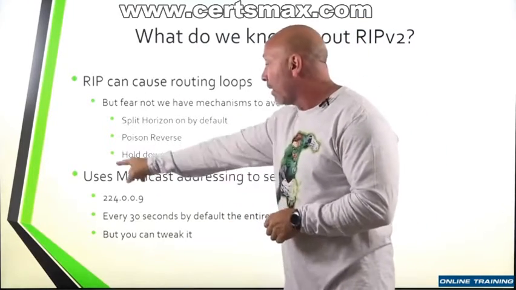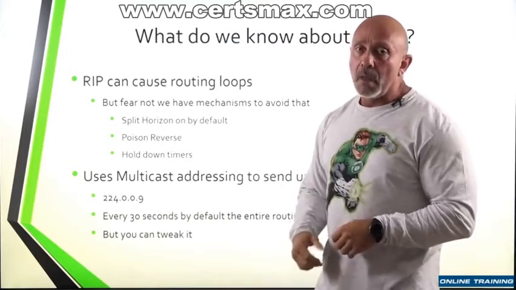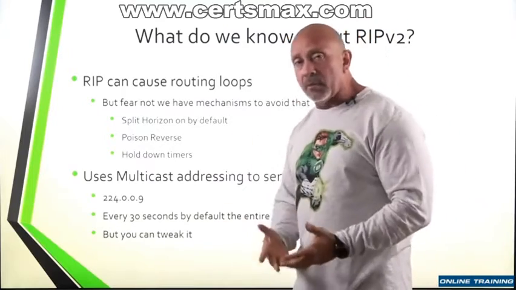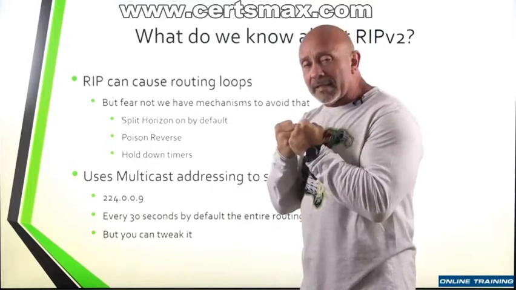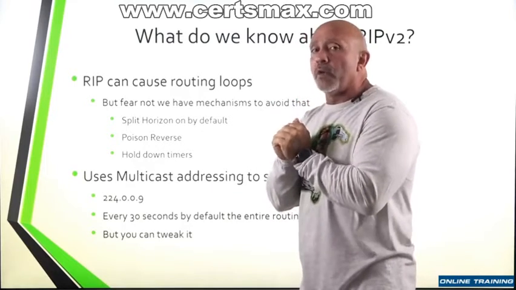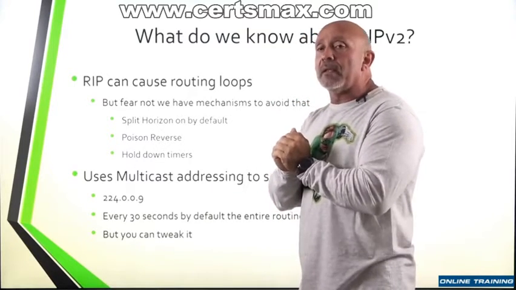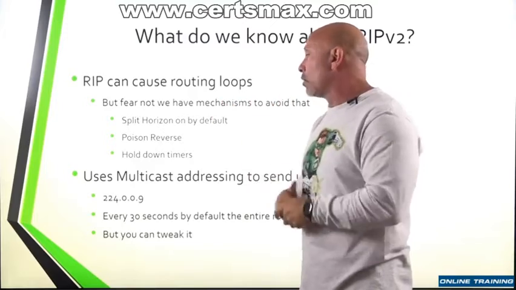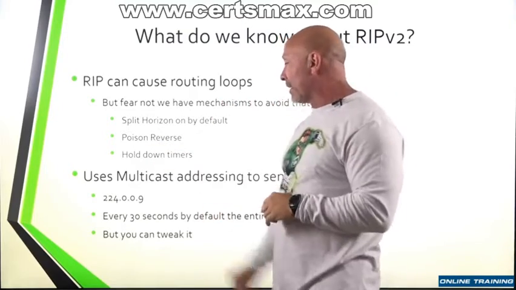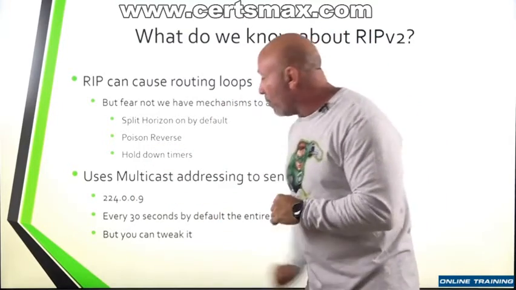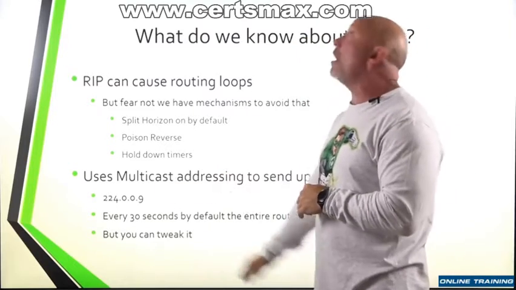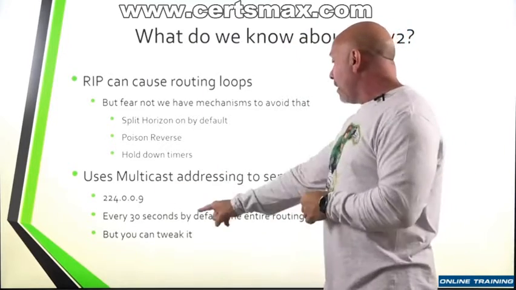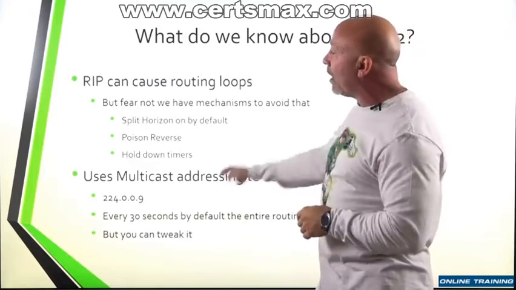It's maximum hop count. Also, the hold down timers. We have update timers, we have hold down timers, we have flush timers. So the hold down timer is the one that says, hey, I want to hold this network for a period of time, and then later on it goes away or it gets updated, and that resets that. And obviously you need to know the multicast address, which is 224.0.0.9. Every 30 seconds, which can be tweaked, by default, the entire routing table gets updated.